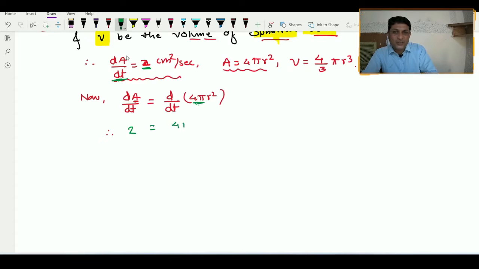4 pi is a constant term, keep it as it is. The derivative of r square with respect to t is: first take the power of r as a coefficient, decrease its power by 1, then the derivative of r with respect to t is dr by dt. So here we can easily observe that 2 and 2 on both sides will get cancelled, which implies that dr by dt will be equal to, on this side nothing is there, means 1 is there, 4 pi r will get divided on this side, so dr by dt will be equal to 1 upon 4 pi r.